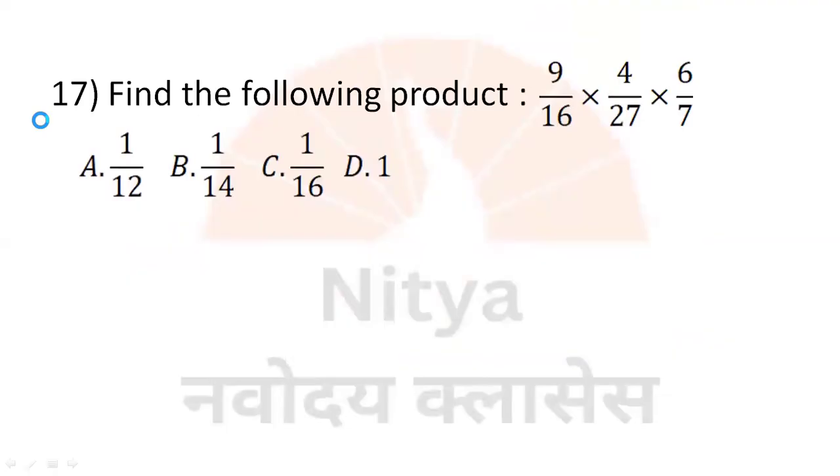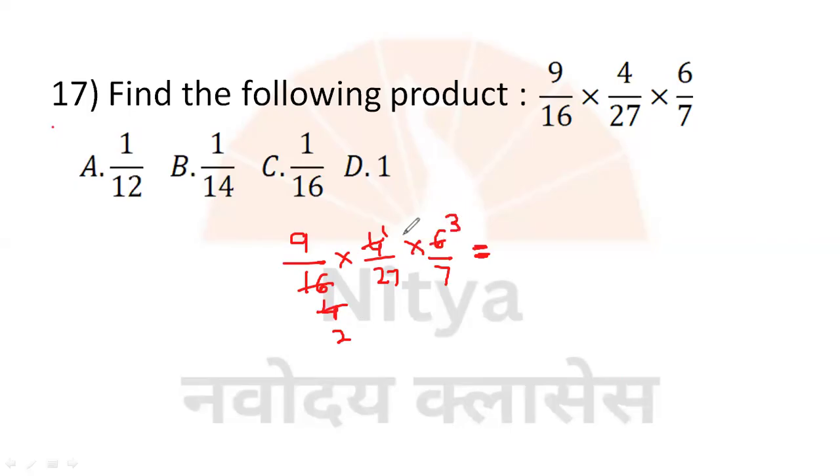Find the following product: 9 by 16, 4 by 27, and then 6 by 7. So 9 by 16 multiplied by 4 by 27 multiplied by 6 by 7. So now first of all we have to find the common factor for this, which divides the numbers. Okay, see here, 4 ones are 4, 4 fours are 16. That will be cut. Okay, next see, 2 twos are 4, 2 threes are 6.